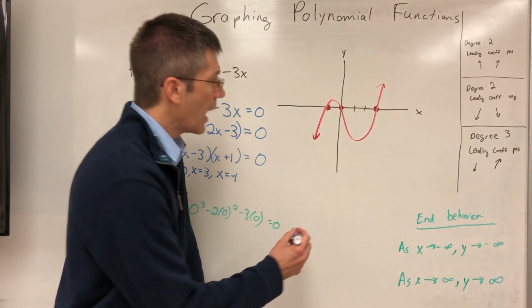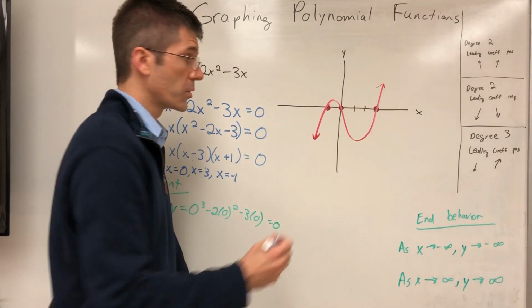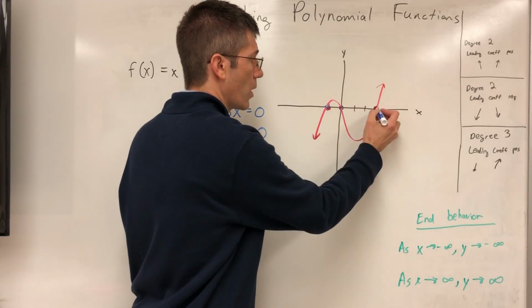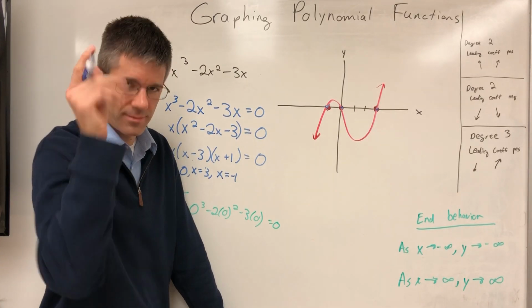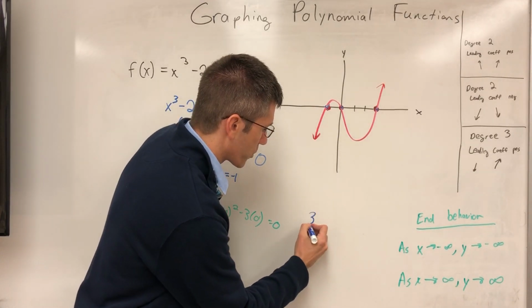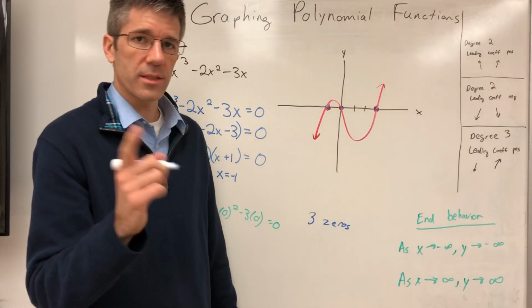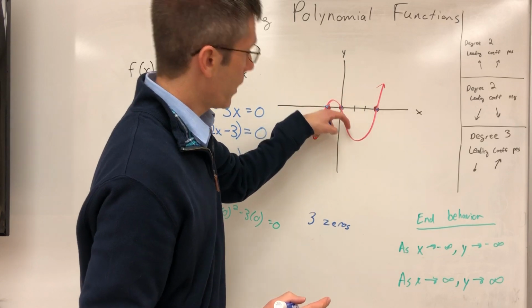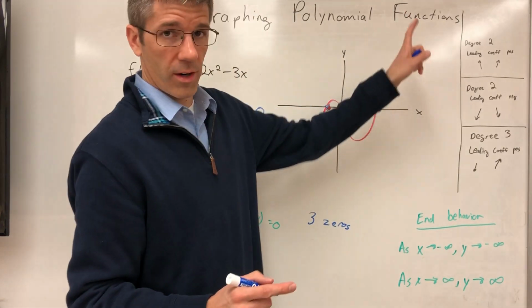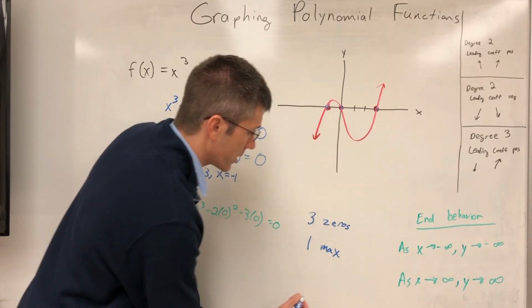Here we go. I have 1, 2, 3 zeros. 1, 2, 3 of them. It's great. It's fun. Aren't you excited? Me too. So I have 3 zeros. And I also have, let's ride a roller coaster. I have a maximum and a minimum, and then it goes up forever. So I have 1 maximum, I'll abbreviate it as max.